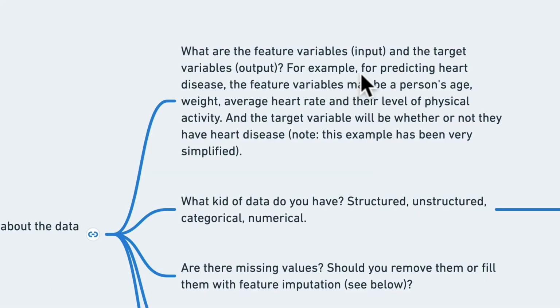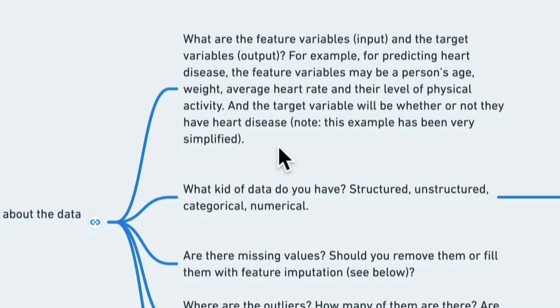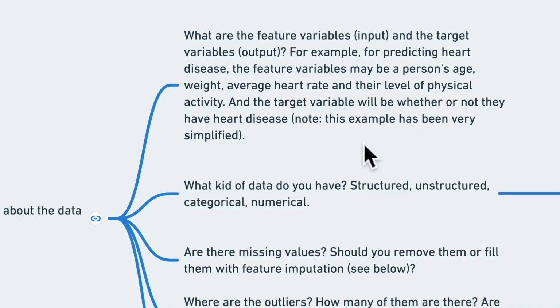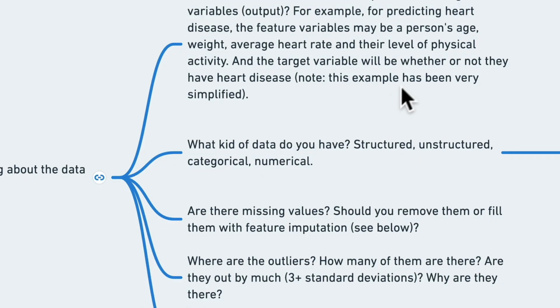For example, if you were predicting heart disease, the feature variables may be a person's age, weight, average heart rate, and their level of physical activity, and the target variable will be whether or not they have heart disease. And again, this has been very simplified. But what kind of problem would that be? If we were to take someone's health information and try to figure out whether they had heart disease or not. Is it classification? Or is it regression, trying to predict a number? If you guessed classification, 10 points, because that's one thing or another.